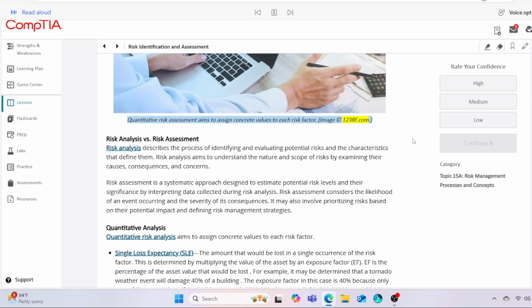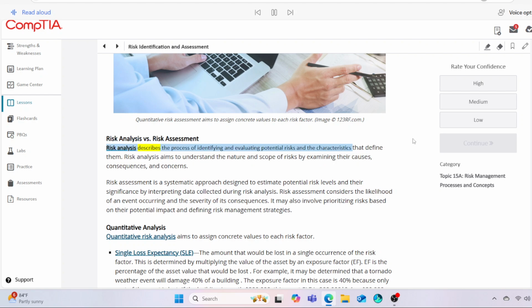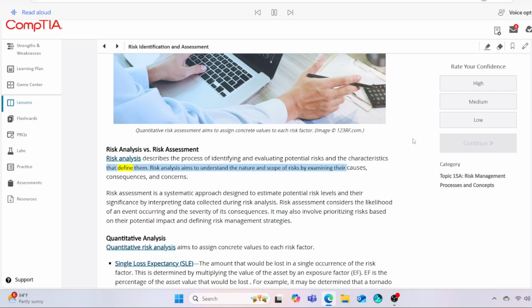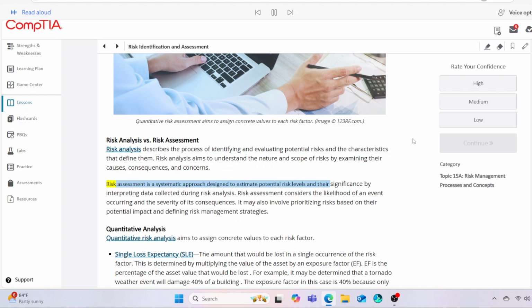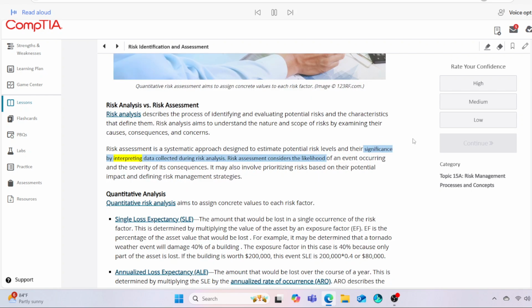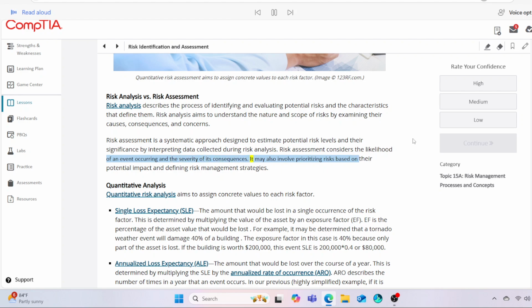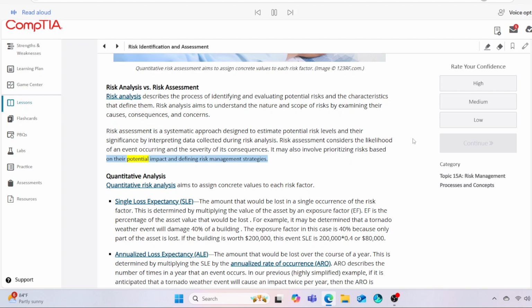Risk analysis versus risk assessment. Risk analysis describes the process of identifying and evaluating potential risks and the characteristics that define them. Risk analysis aims to understand the nature and scope of risks by examining their causes, consequences, and concerns. Risk assessment is a systematic approach designed to estimate potential risk levels and their significance by interpreting data collected during risk analysis. Risk assessment considers the likelihood of an event occurring and the severity of its consequences. It may also involve prioritizing risks based on their potential impact and defining risk management strategies.